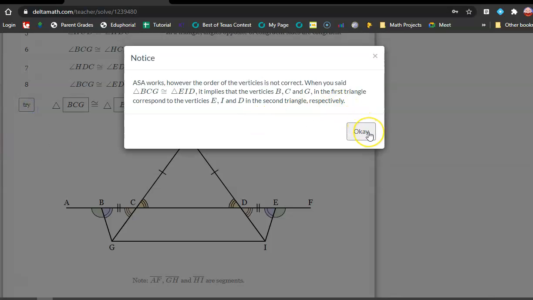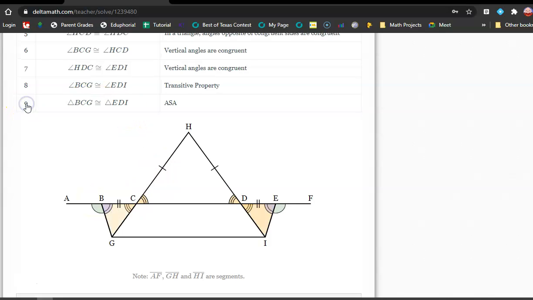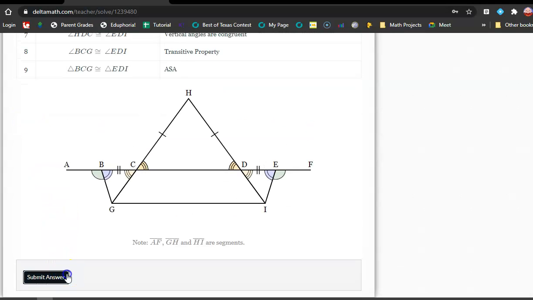It works. However, one of the vertices is not right. Which one? Oh. So, as we talked about at the beginning, they've got to match up. Angle B is congruent to angle E. Angle C is not congruent to angle I. So I've got to flip that around. Angle C is congruent to angle D, and angle G is congruent to angle I. So you got to pay attention to that. Make sure you have the angles in the right order. And now it likes it. Now it's happy, and we can hit submit.